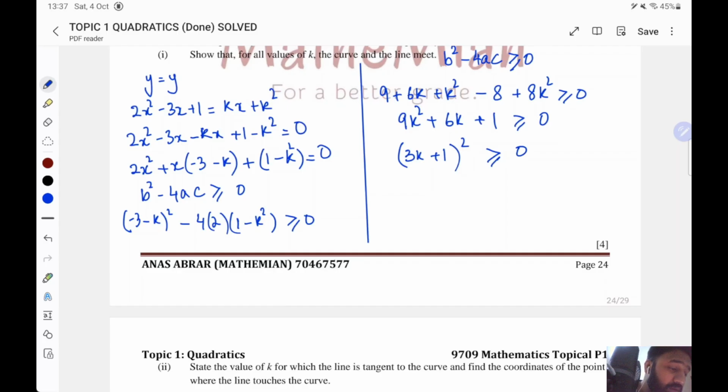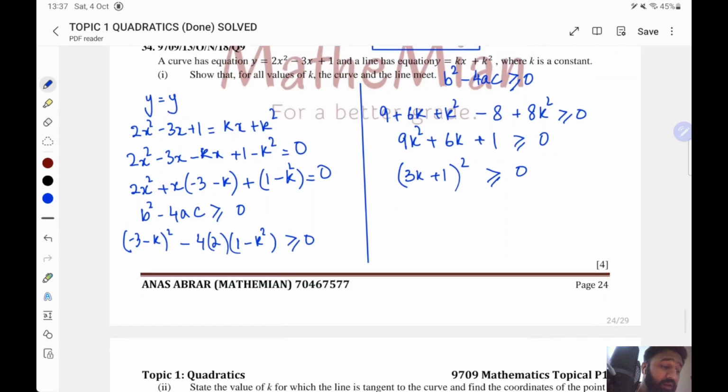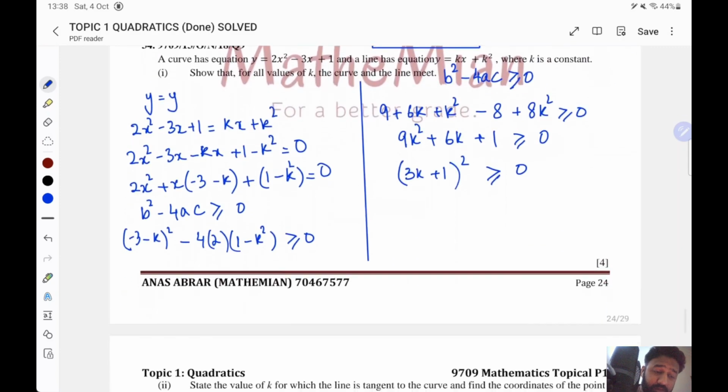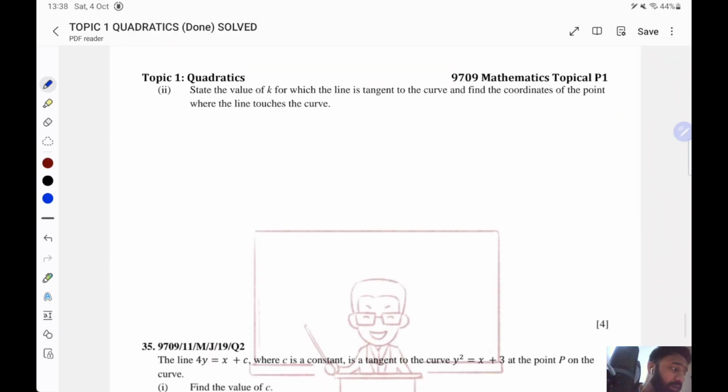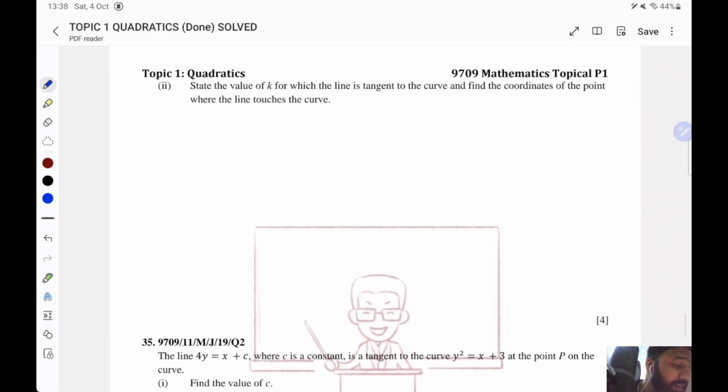So what do we need to do? We need to show that for all values of k, the curve and the line meet. So these are the values of k for which the curve and the line meet. So k will be −1/3, and we can see that. Okay, let's move forward to the next part. State the values of k for which the line is tangent to the curve.